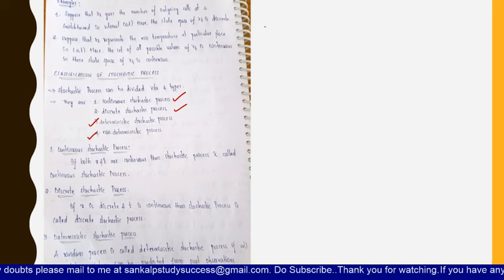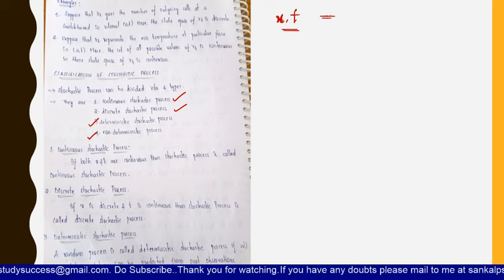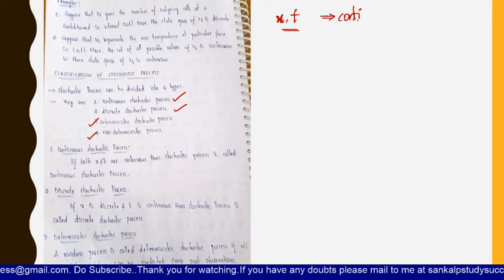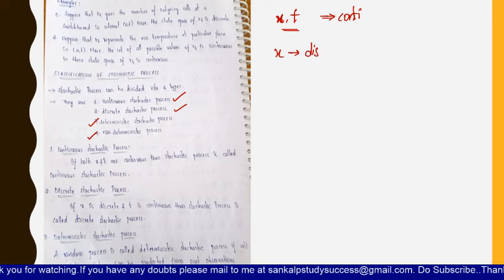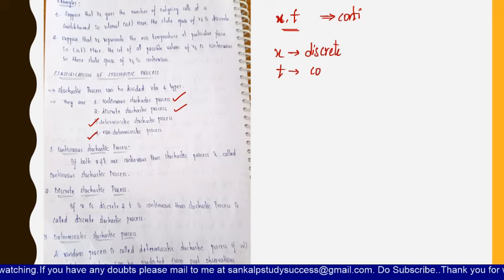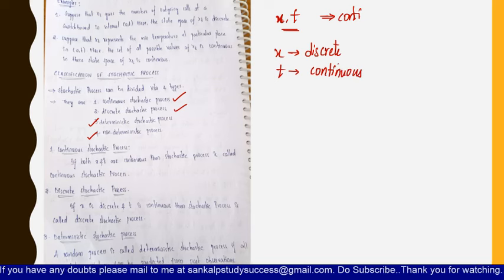A continuous stochastic process is one where we have two variables, x and t. Here x is the value of the variable, and t is the parameter on which the values depend. So x and t are the two variables which we have. If both these variables are continuous, that means you cannot count them and you will have an infinite number of values, then you can say that the given stochastic process is a continuous stochastic process. Now, if x is discrete and t is continuous, then your stochastic process becomes a discrete stochastic process. So if both are continuous, it is a continuous stochastic process, but if x is discrete and t is continuous, it becomes a discrete stochastic process.